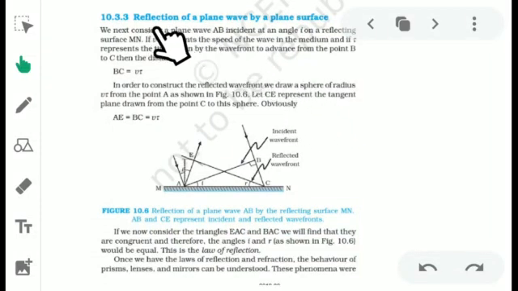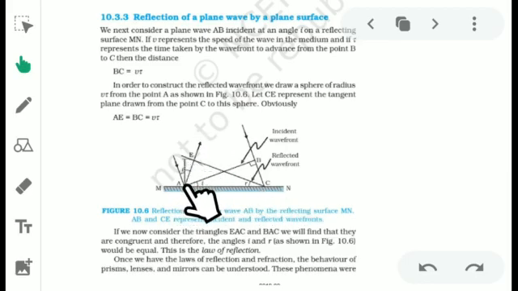Next we have to discuss about reflection of a plane wave by a plane surface. MN is a mirror. It reflects the light into the same medium. V is the velocity of light in this medium. Then AB is the incident wavefront. The line perpendicular to AB represents the ray. After it is incident on this mirror MN, it reflects. So this is the reflected ray.